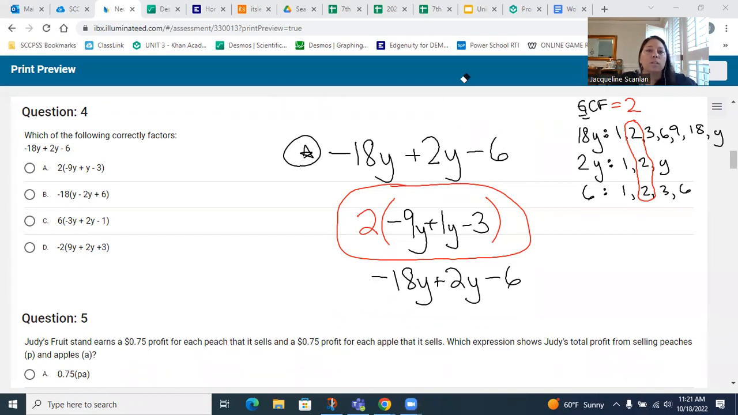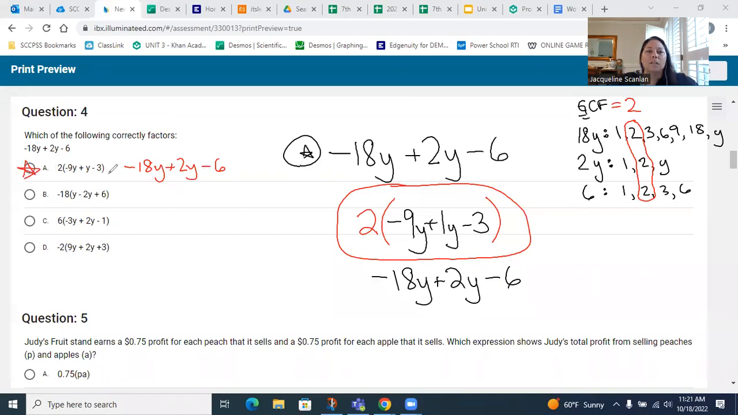Because this is multiple choice, I could start with the first answer. And I could say, if I distribute this 2 into this grouping, will I get the original expression? All right, so I could do 2 times -9y and get -18y. 2 times +y is +2y. And then 2 times -3 is -6. And right off the bat, I'm going to see that those two are equivalent. So that is the correct answer.